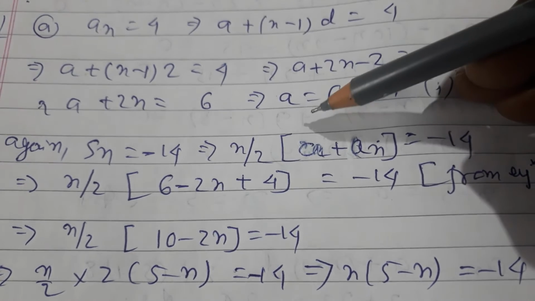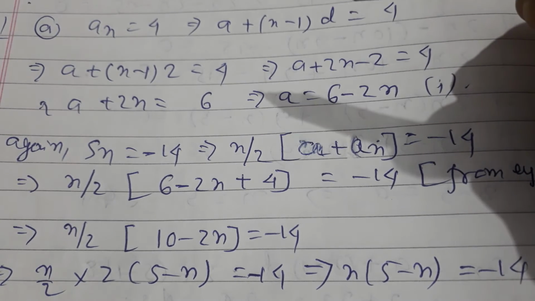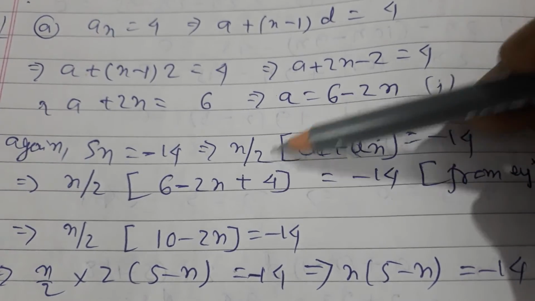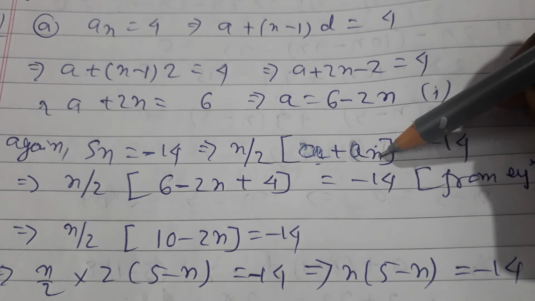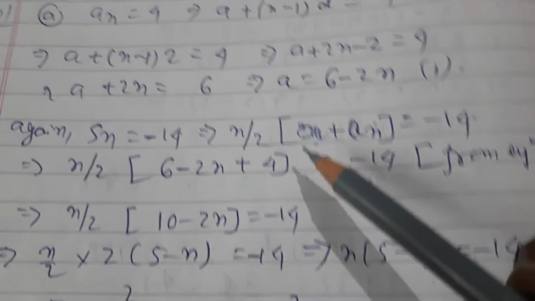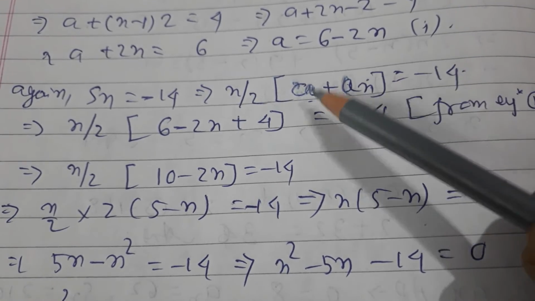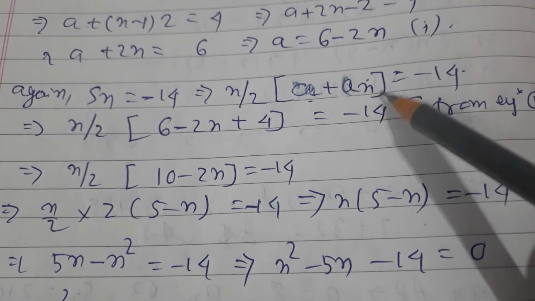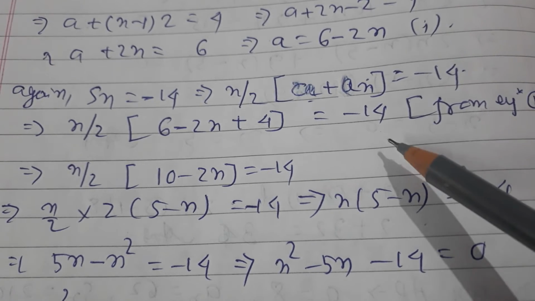Listen. One formula of Sn is n by 2 into (2a plus (n minus 1) into d), and another formula is n by 2 into (first term plus last term). First term means a, last term means an, equal to minus 14. Now n by 2, a equal to what we got in equation 1, 6 minus 2n. So in place of a, I have written 6 minus 2n, plus n, and the value of n is given in the question as 4. So I have written here 4 equal to minus 14.